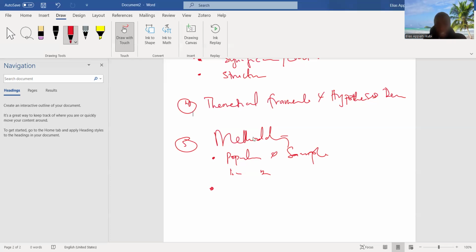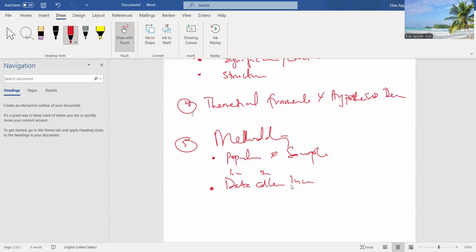Another section under the methodology is your data collection instrument. How did you collect the data? Did you use a questionnaire? Did you use an interview? Did you do content analysis? We will do all these things, okay? So let's say we use a questionnaire. For now, I will start with the questionnaire. So we use a questionnaire to collect the data.